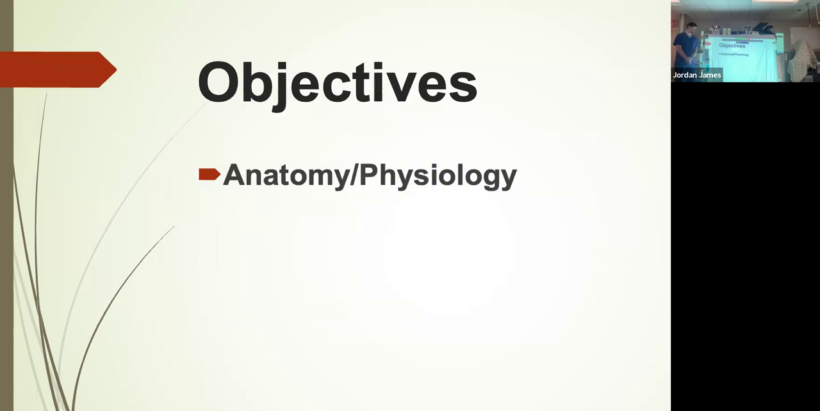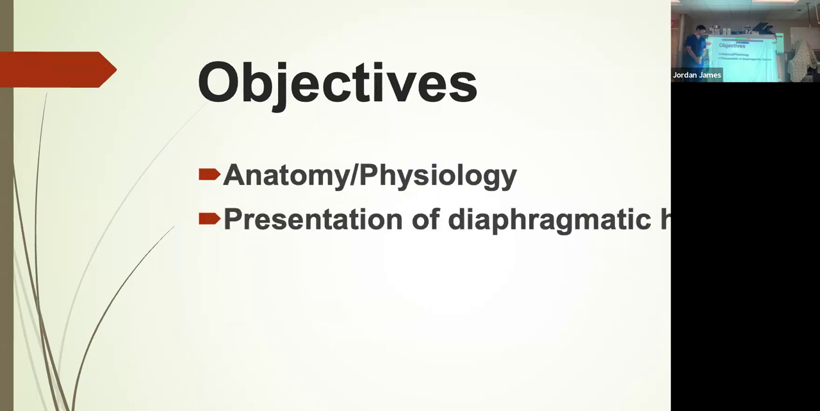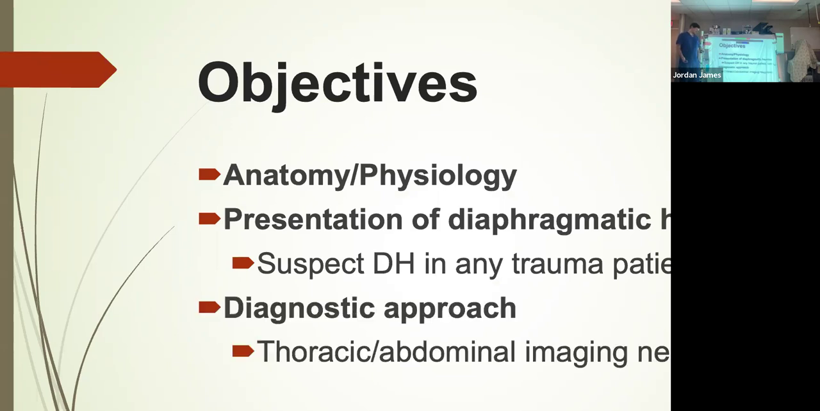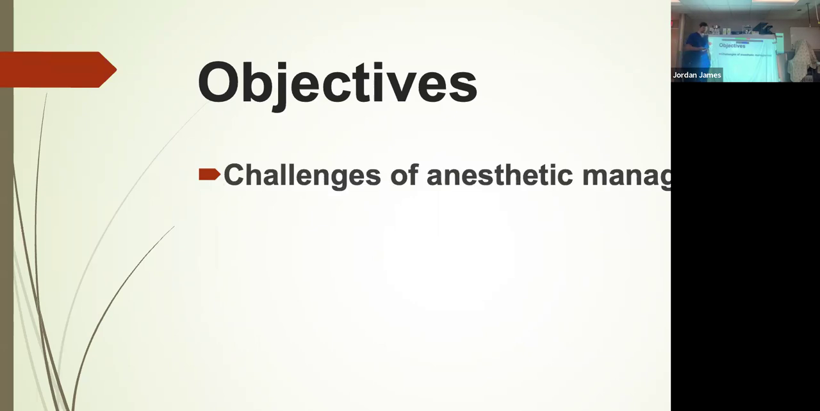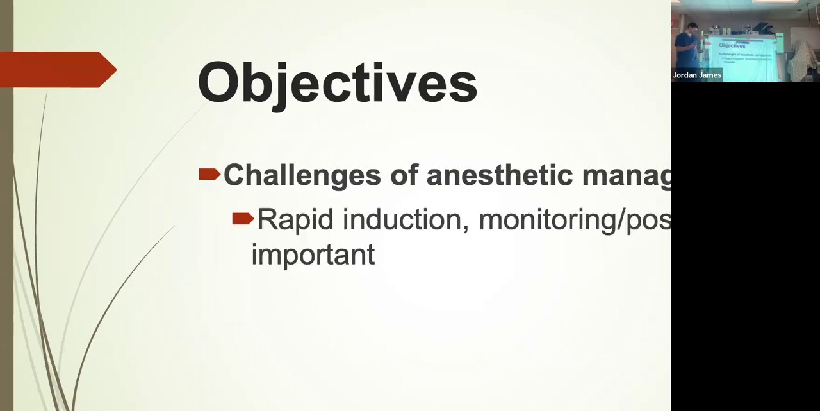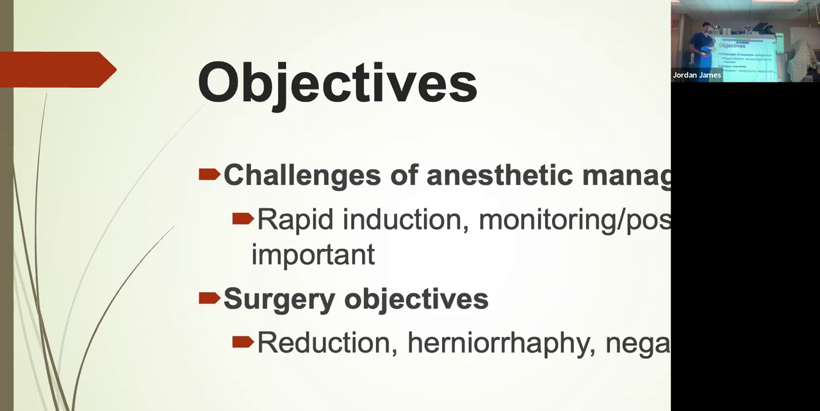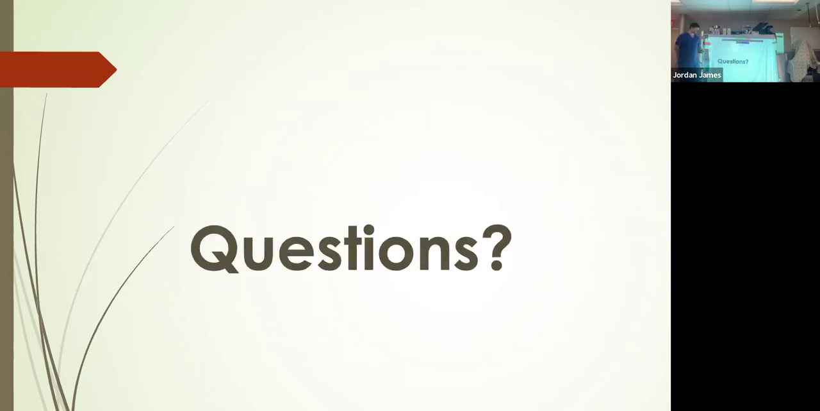So again, just reviewing our objectives, we talked about the anatomy and physiology, which everybody loved, and the presentation of these. Obviously, any trauma patient can potentially have a diaphragmatic hernia. We reviewed the diagnostic approach: thoracic and abdominal imaging is necessary for diagnosis. And certainly there are some challenges with anesthetic management. We want that rapid induction. Monitoring is going to be very important, and the positioning is going to be very important as well. In surgery, it's going to be important to reduce those organs carefully, repair the hernia, and then create that negative pressure again. And with that, I will take any questions.